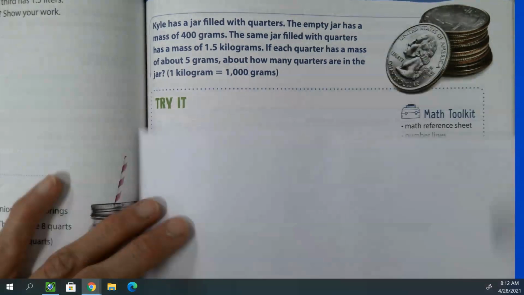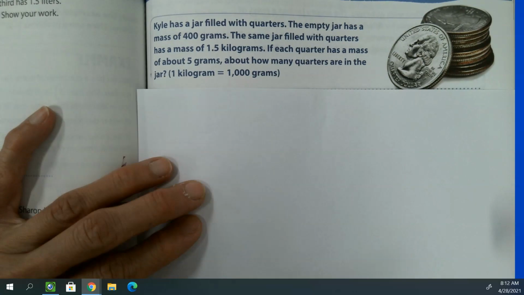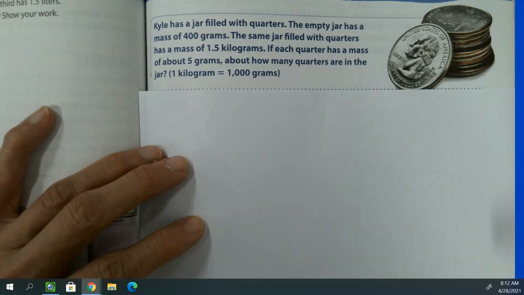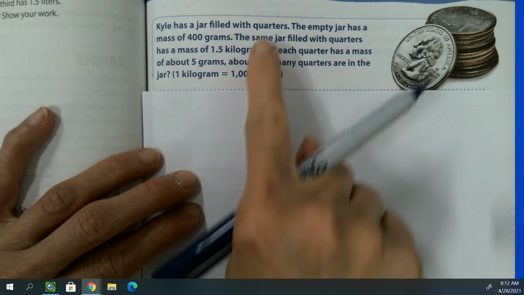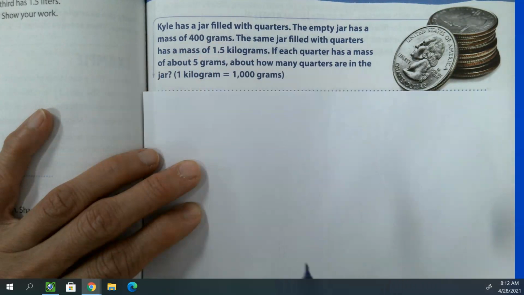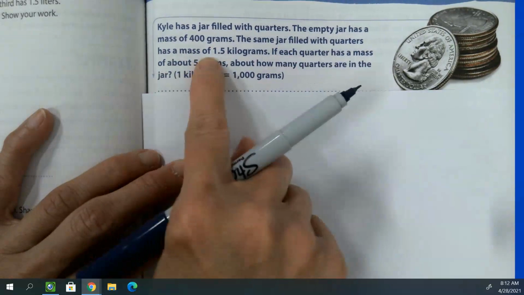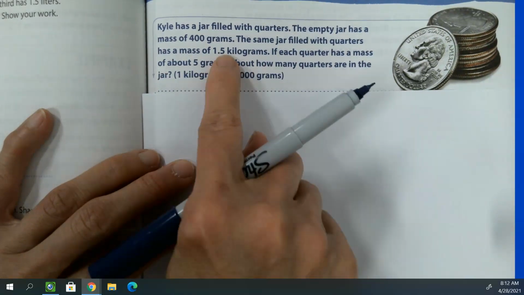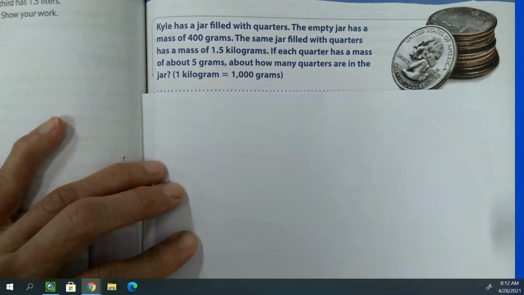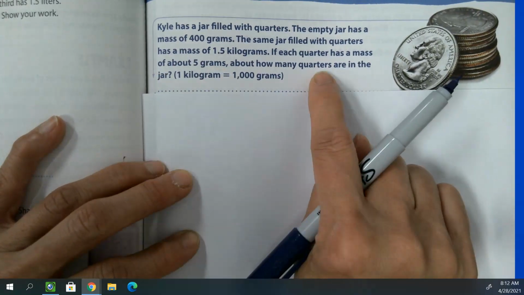Good morning. On page 617, we are trying to scaffold a problem that has to do with measurement, mass, and weight. Here's the problem. Kyle has a jar filled with quarters. The empty jar has a mass of 400 grams. That means the empty jar itself weighs about 400 grams. Now, the jar filled with quarters has a mass of 1.5 kilograms. So we're looking for grams and kilograms. There are two different units. If each quarter has a mass of about 5 grams, about how many quarters are in the jar?